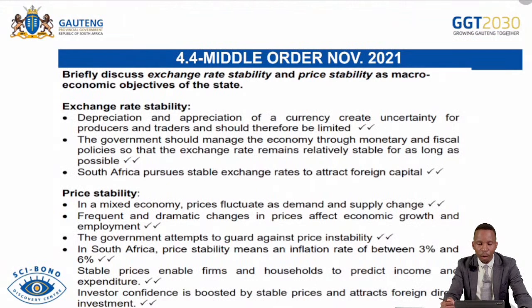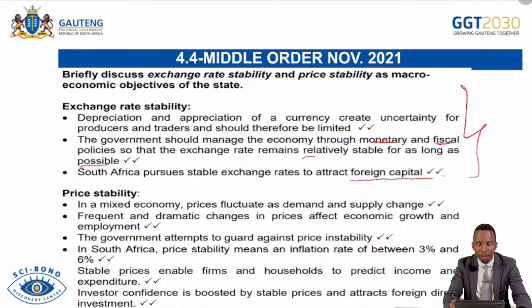Take the 8-mark question 4.4, for instance: briefly discuss exchange rate stability and price stability as macroeconomic objectives. So this is 4.4, where you have to provide information from your textbook and/or from your notes. Exchange rate stability: depreciation and appreciation of the currency create uncertainty for producers and traders and should therefore be limited. The government should manage the economy through monetary and fiscal policy, so that the exchange rate remains relatively stable as long as possible. South Africa pursues a stable exchange rate to attract foreign capital. So this is just the content knowledge. This is found from your notes or from your textbook. So there's nothing critical. You simply provide the content.